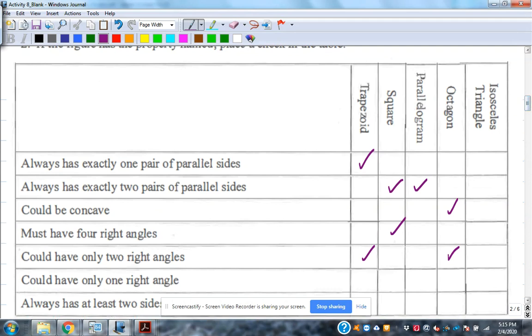Can a trapezoid only have 1 right angle? If it's got to have exactly 1 pair of parallel sides, then it can't have just 1 right angle. Is there a way? We've already established the square's got 4, so no need worrying about that one. Parallelogram, one of them becomes 90, then the rest of them lean up to be 90, so that doesn't work.